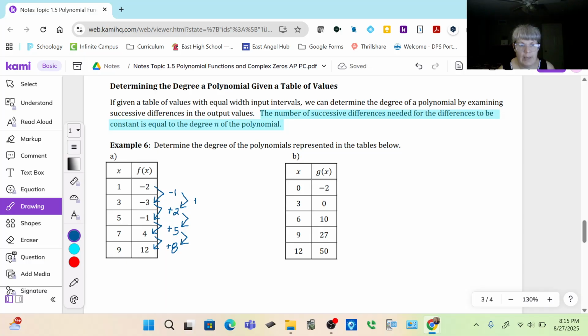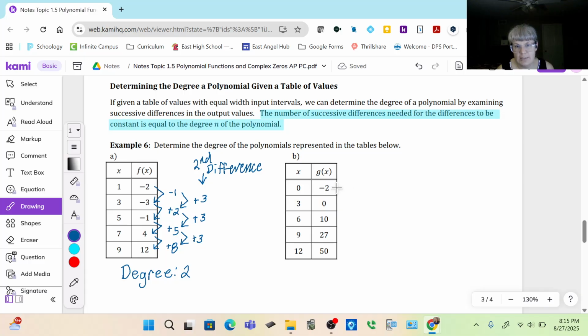-1 to 2, I would add 3. 2 to 5, I would add 3. 5 to 8, I would add 3. And these differences are called my second difference. Because this is the second difference, I can say that the degree of this table is going to be 2. It's going to be a quadratic function. Quadratic functions have a degree of 2.